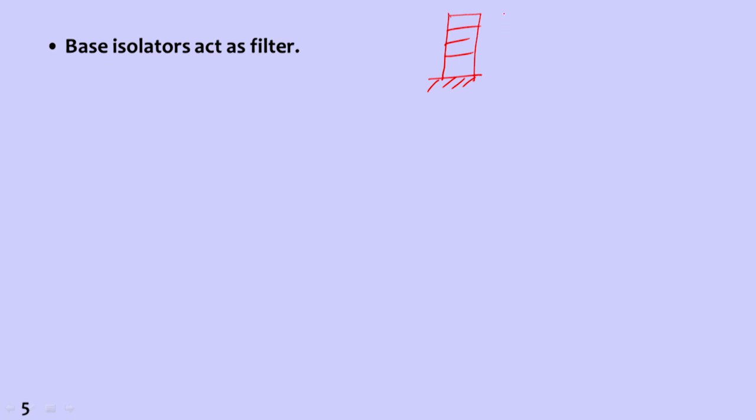So a building has a natural frequency or natural period T1, T2, T3. So this is the range of building frequencies, say natural period from 0.08 up to 0.4 seconds. So this is the different range of frequencies present in this building. Then what we do is we will filter it out.